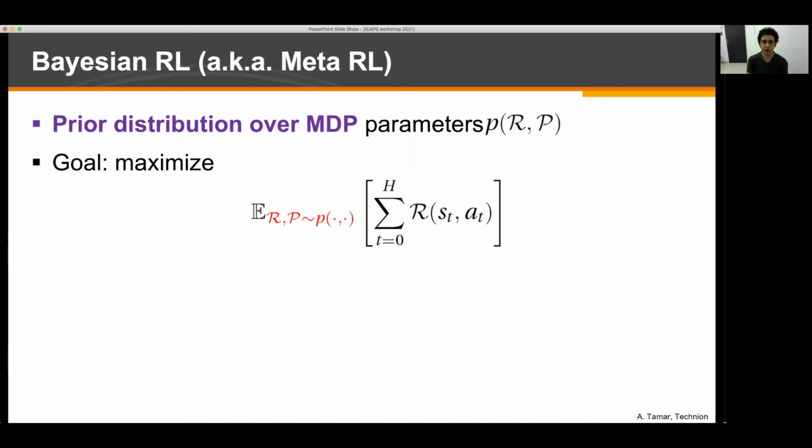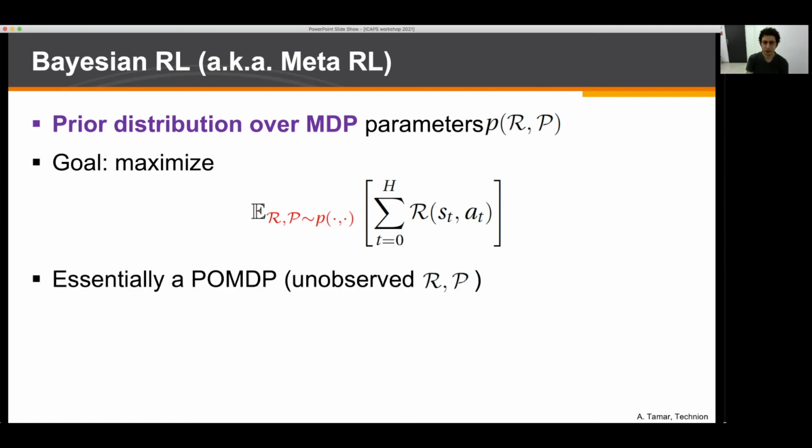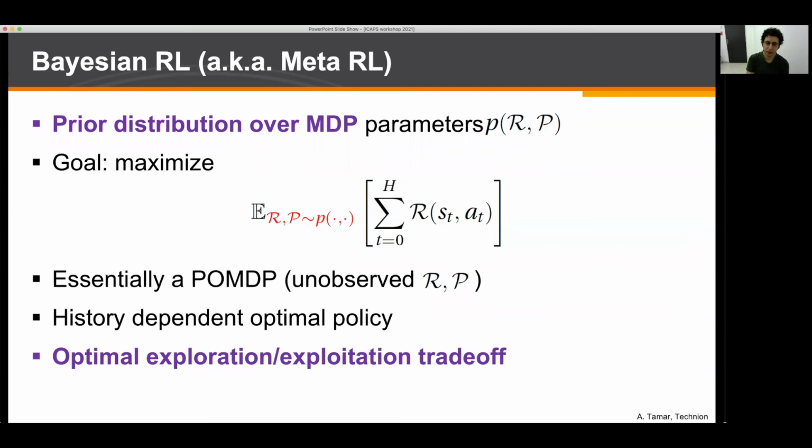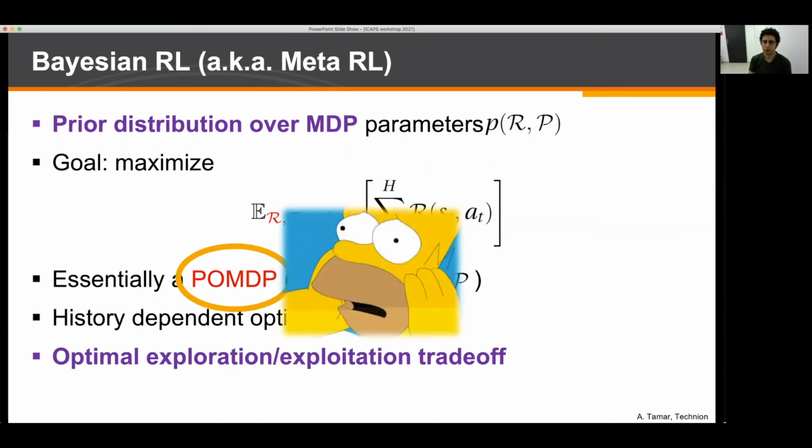The way this is formalized is we have a prior distribution over the possible MDP parameters, and we try to maximize the expected reward with respect to these parameters as well. So the agent doesn't know which MDP it's in. It has to figure that out to maximize the expected reward. This is essentially a POMDP, but its solution, which is a history-dependent policy, is the optimal exploration trade-off. This is great. This means that we can actually explore optimally in a new task. But, well, POMDPs are intractable. So you might get discouraged.